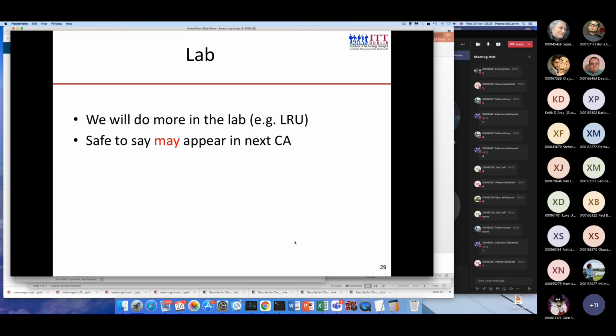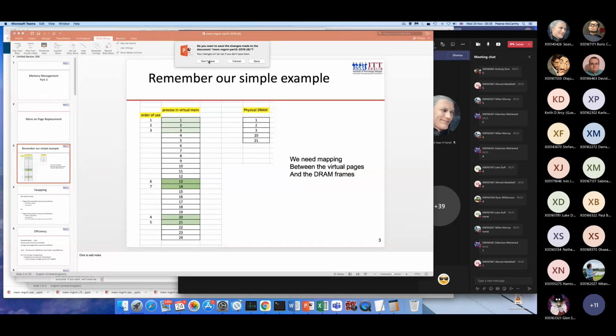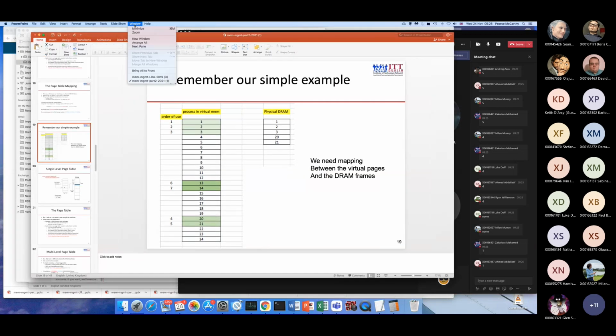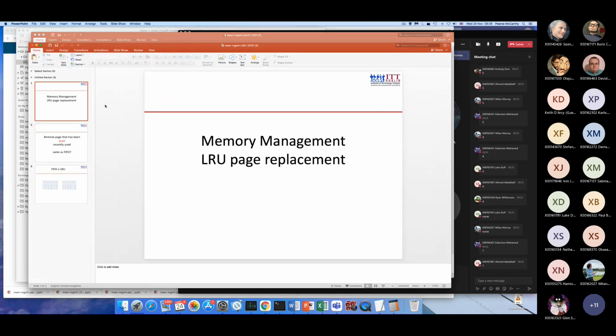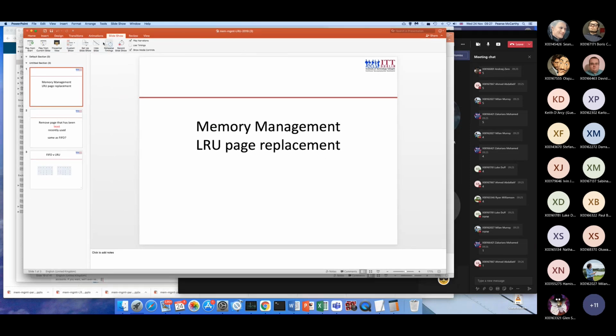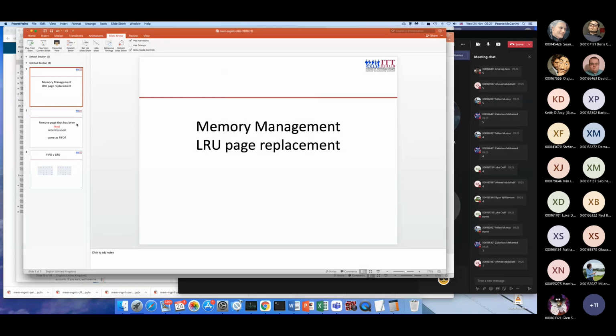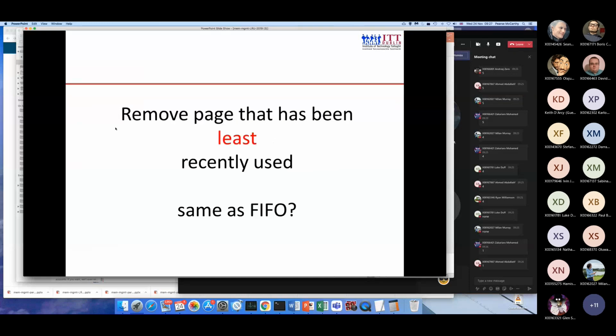So let's have a peep here at LRU. So let's get rid of that one. What is LRU? As I said, we do FIFO, LRU, and optimal, right? So what's this LRU thing? LRU is remove the page that has been least recently used, same as FIFO. So a little bit odd, right?